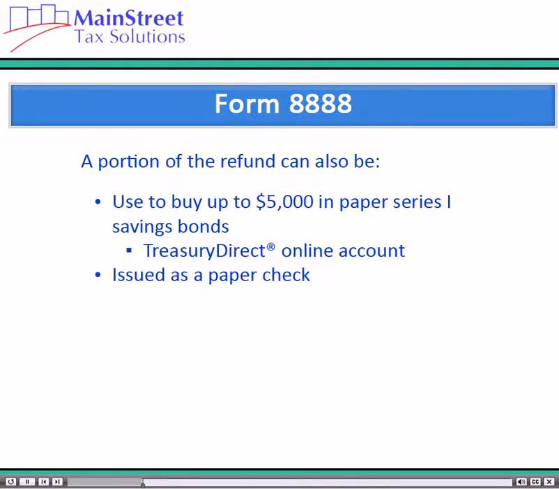The taxpayer also has the option to buy up to $5,000 in Paper Series I savings bonds with their refund, as well as having part of the refund sent to them as a paper check.